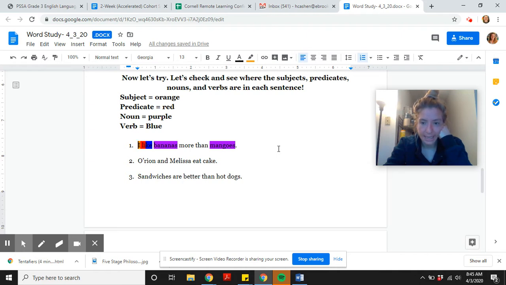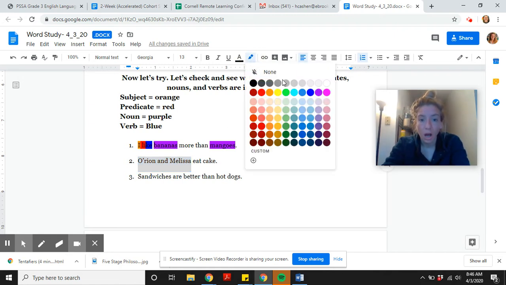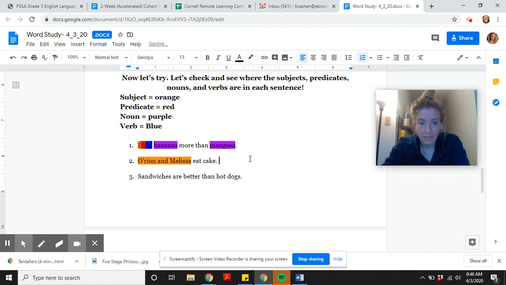Orion and Melissa eat cake. You should write this down on your paper and then write S next to the subject, V next to the verb, P next to the predicate, and N next to the noun. Now, this is a little bit tricky because the subject, there are actually two. It's not more about Orion or more about Melissa. It's about both of them. Orion and Melissa are both our subjects.